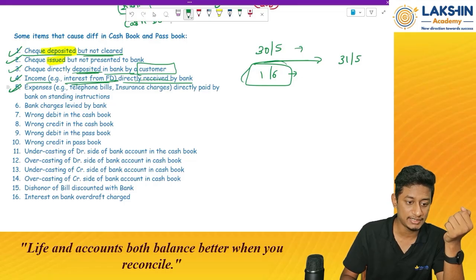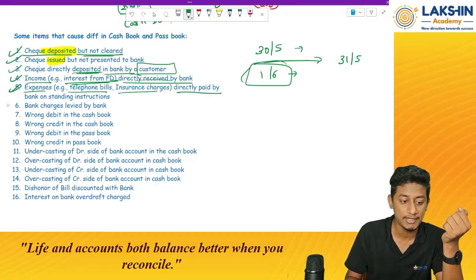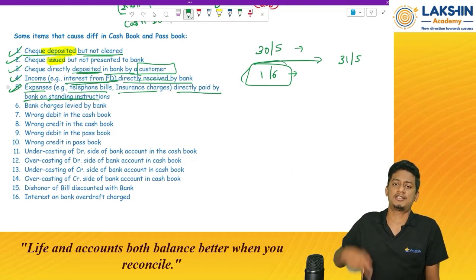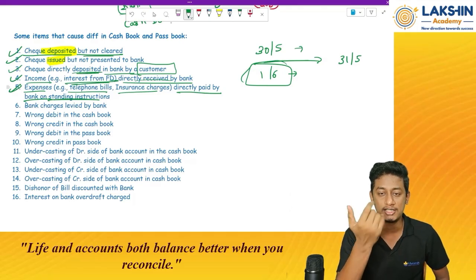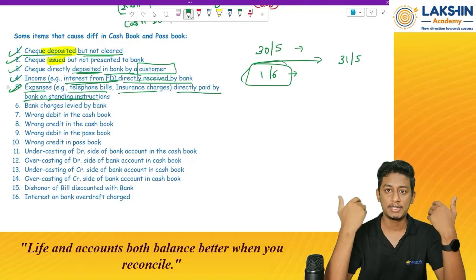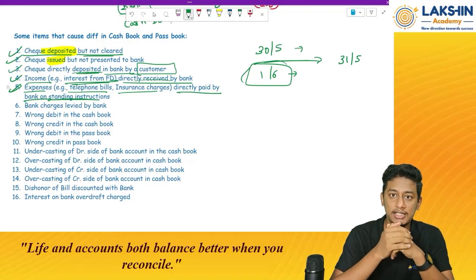Then expenses. Expenses like telephone bill, insurance charges directly paid by the bank on standing instructions. So what does standing instructions mean? Me going to the bank, standing and saying, sir, please deposit money? No. Let us say there is some insurance amount to be paid. Some insurance premium is supposed to be paid to the LIC. Me being a forgetful person, I keep forgetting things. Okay. Let's say on the 10th the insurance premium should have been paid.